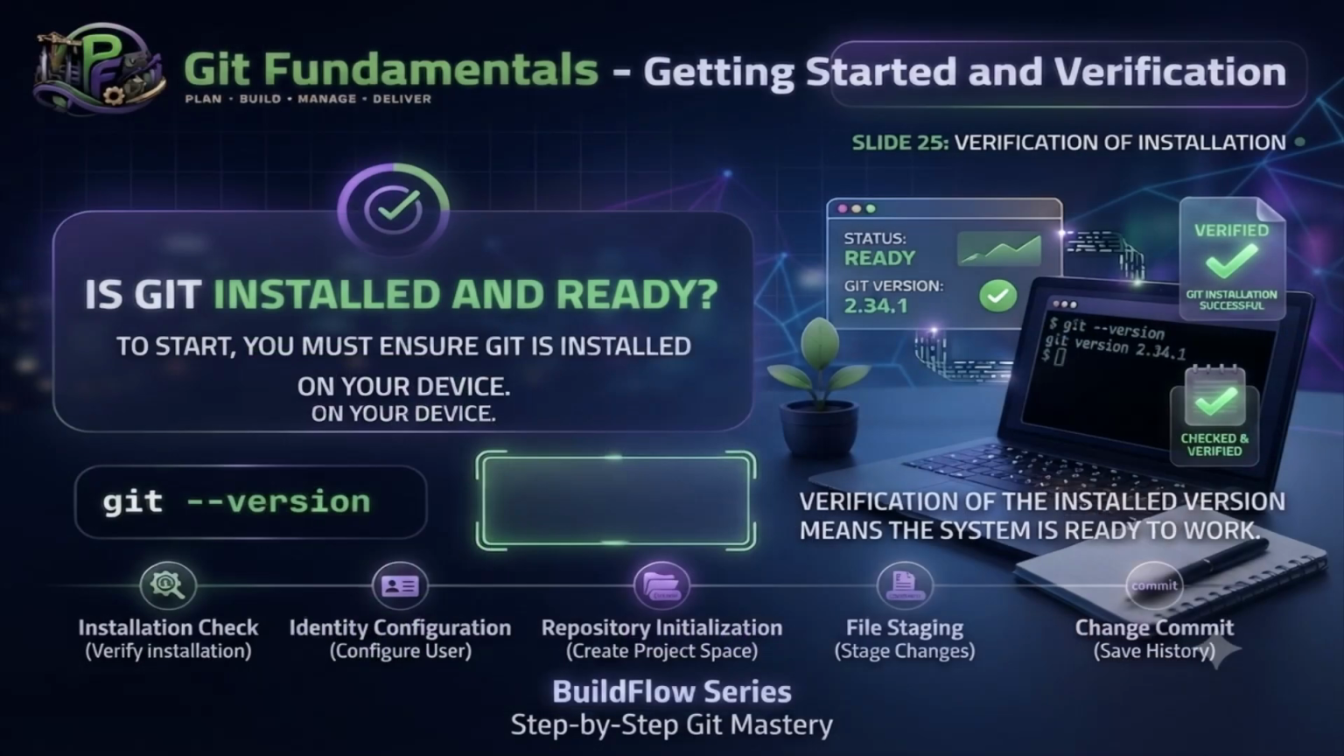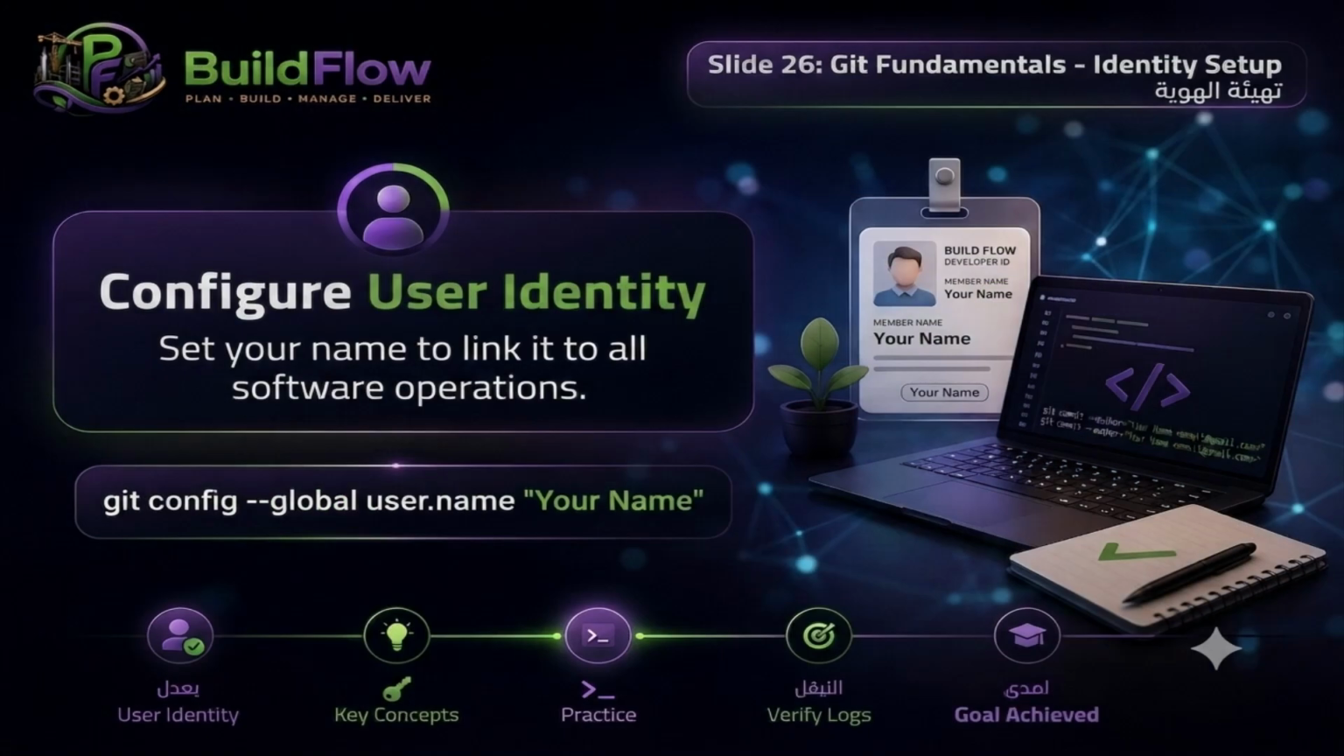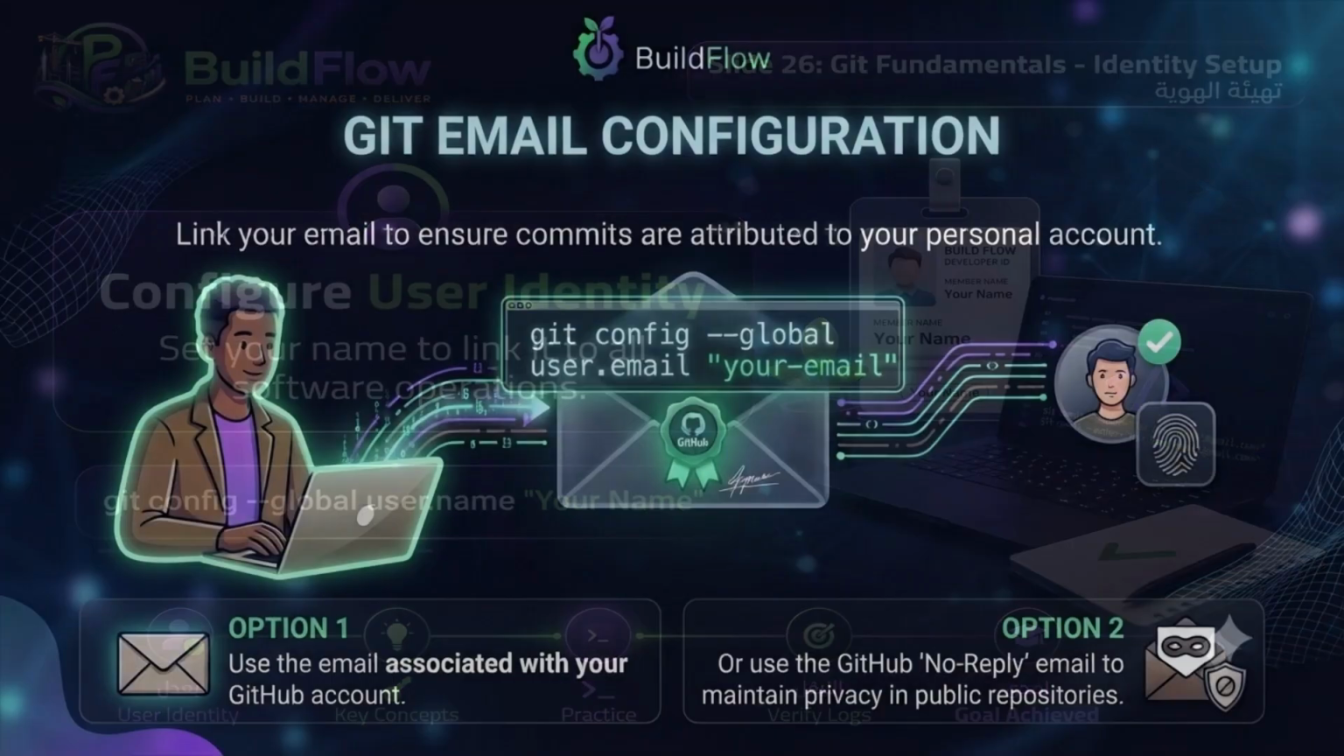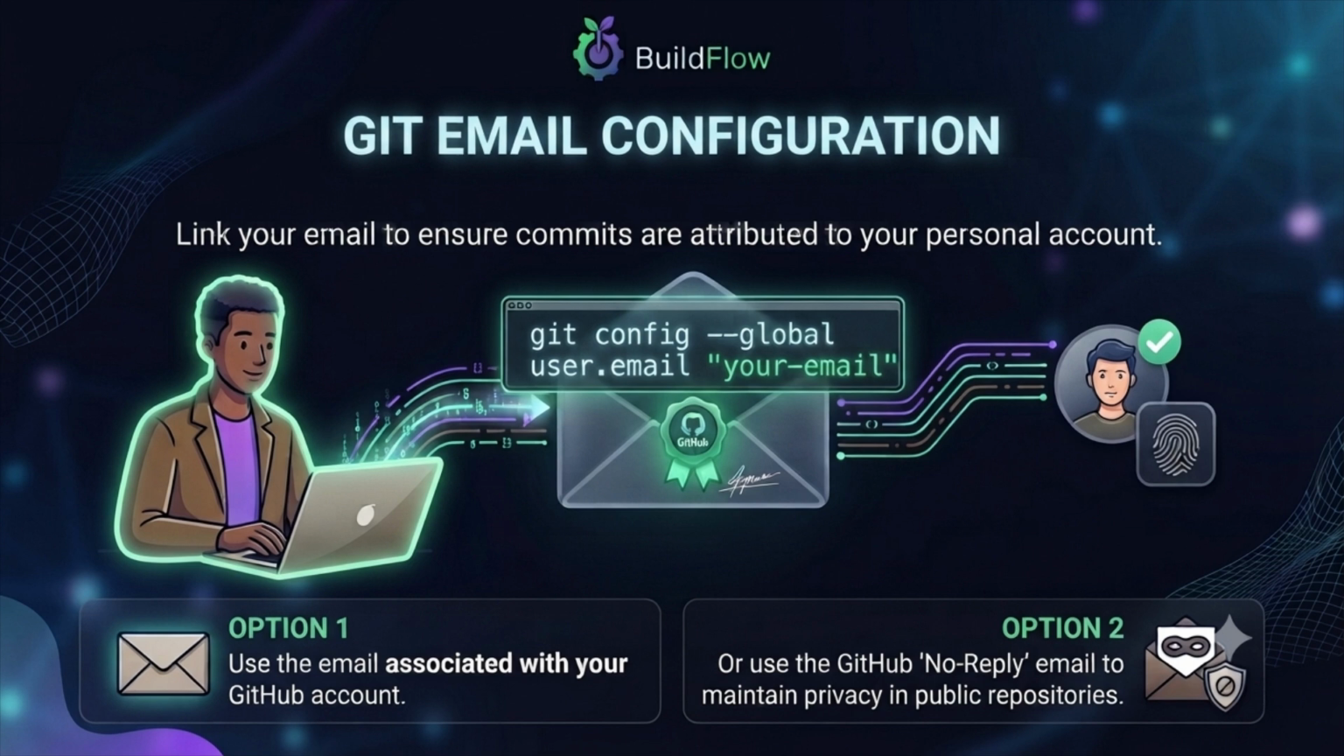Let us start by checking whether Git is installed. We will run git --version. If a version number appears, Git is installed and ready to use. Now, we need to tell Git who we are. First, our username: git config --global user.name, followed by our name. Then our email address: git config --global user.email, followed by our email.